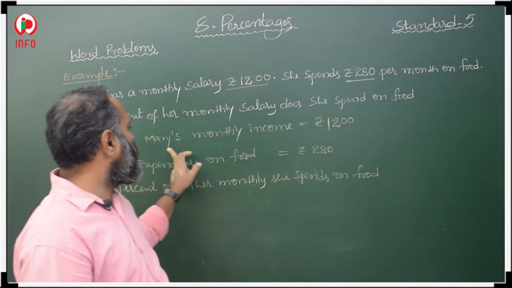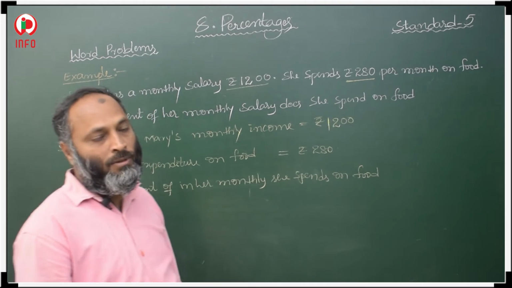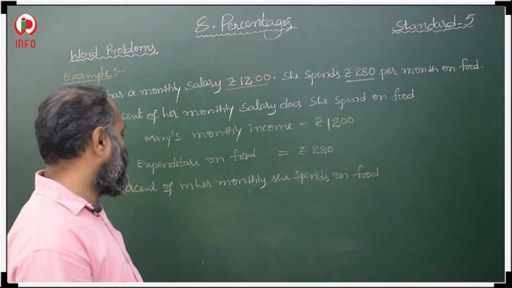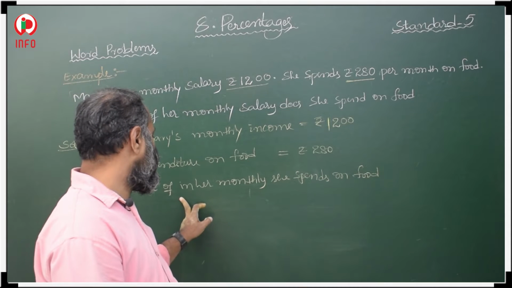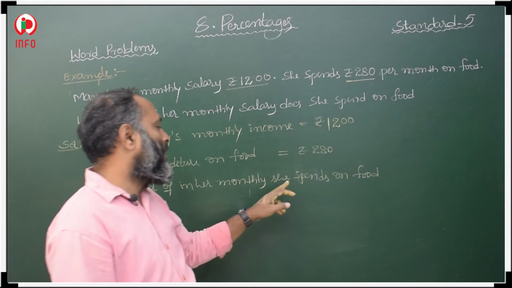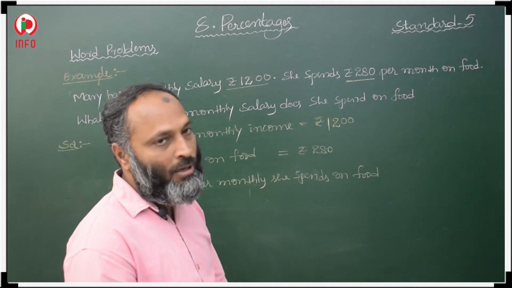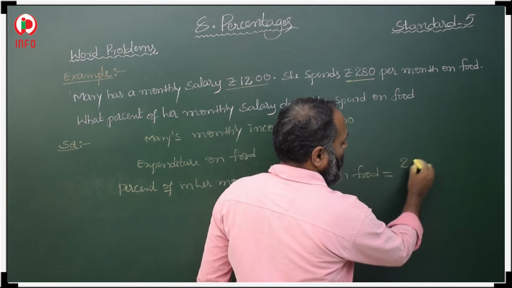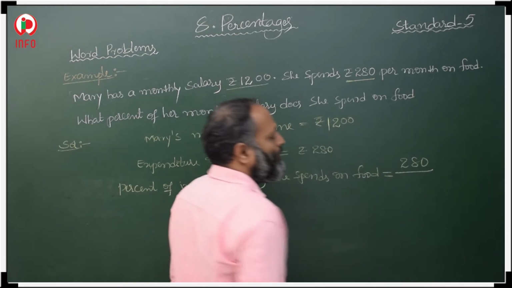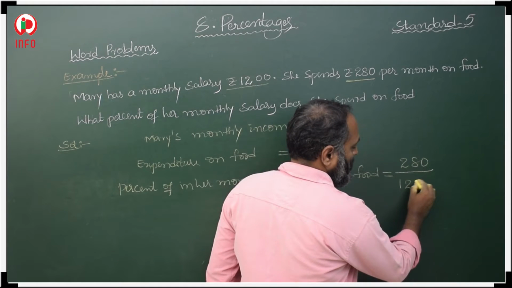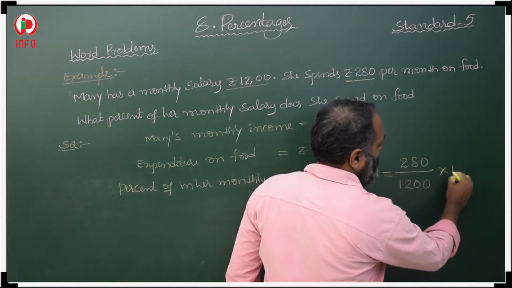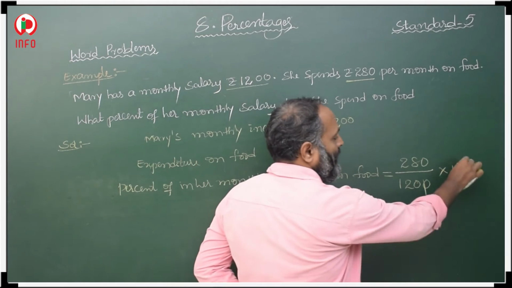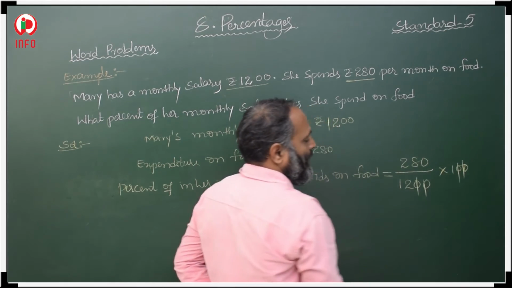So Mary's monthly income is rupees 1200 and expenditure on food is 280. Then the percentage of her monthly income she spends on food: that is 280 amount spent on food by total income, and with total percentage we have to multiply. Now here the zeros will get cancelled.